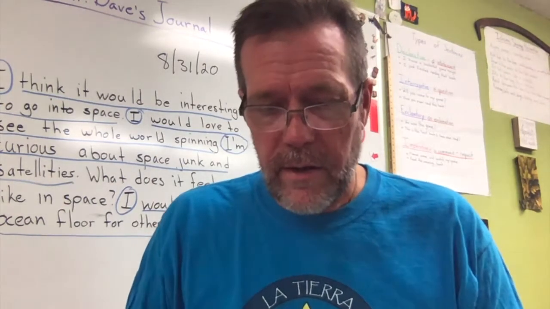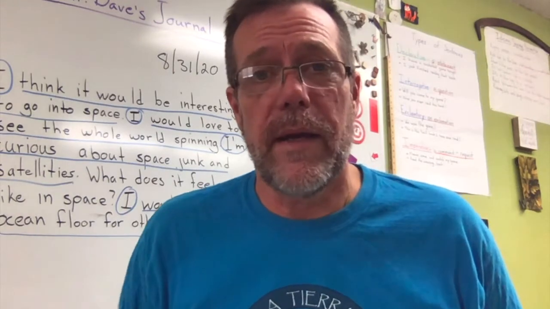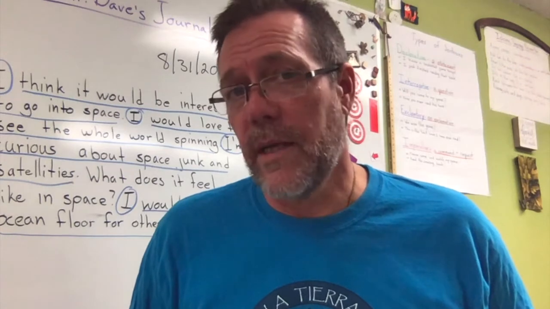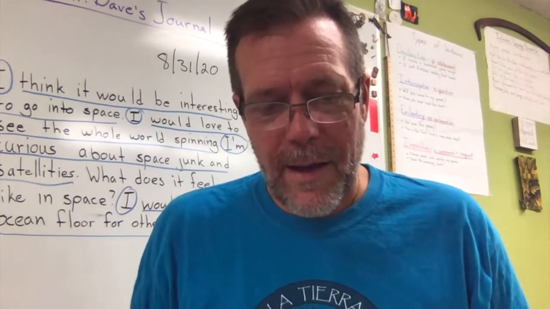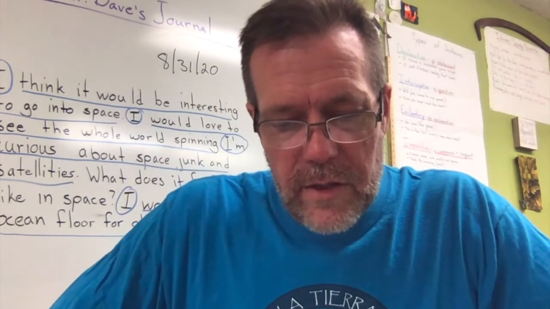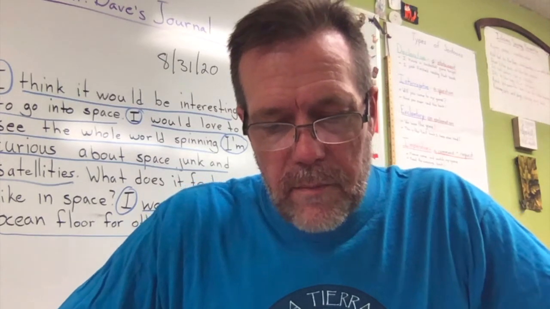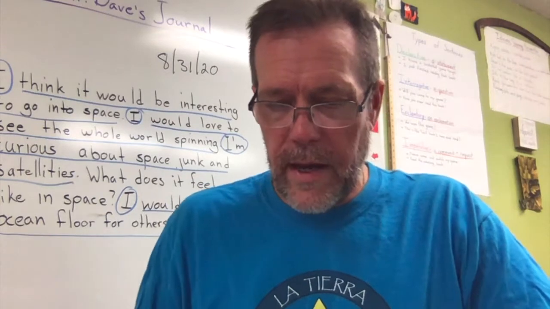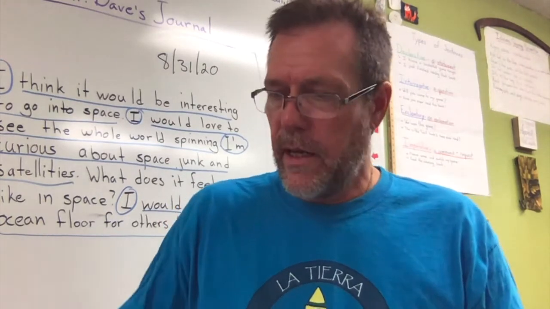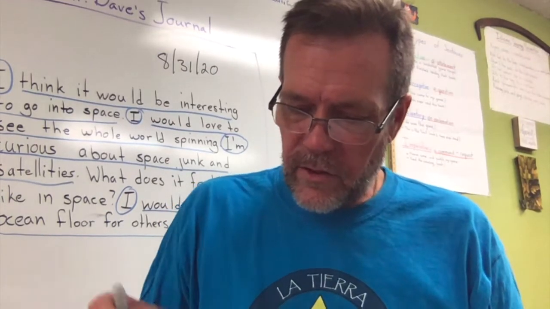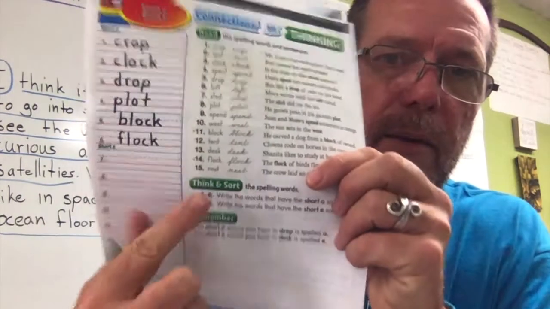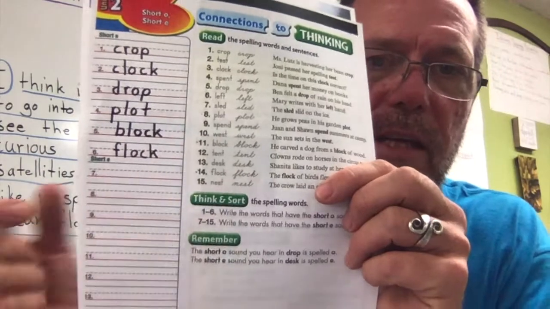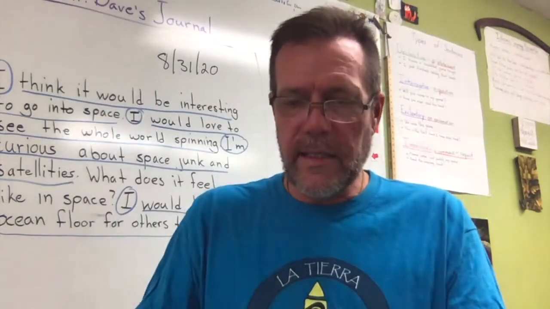Okay, I have written all my short O words, and you may not have yet, but I'm going to go over them real quick just so that we're on the same page. Crop, clock, drop, plot, block, and flock. Those are all my short O words. And now, on that think and sort right here, again, I'm going back to that, and it tells me to write answers 7 through 15 are going to have the short E sound.